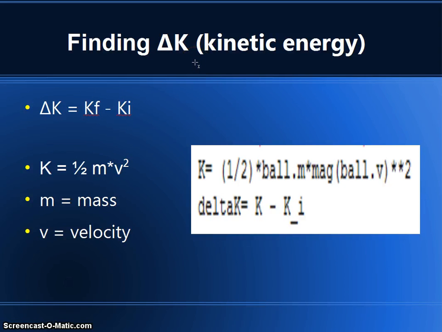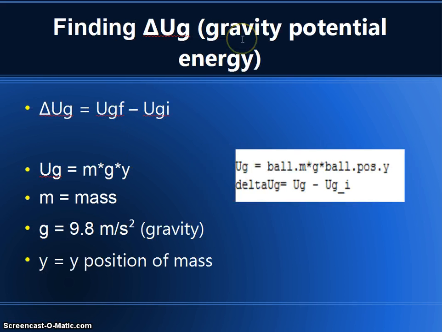To find the kinetic energy, we simply take the kinetic final minus kinetic initial at each time step. To calculate the kinetic energy, we do 1/2 mass times velocity squared at any given point. Finding the gravitational potential energy is of a similar algorithm. We take the gravitational potential final minus gravitational potential initial, and we use this formula, mass times gravity times the y position, to calculate this.